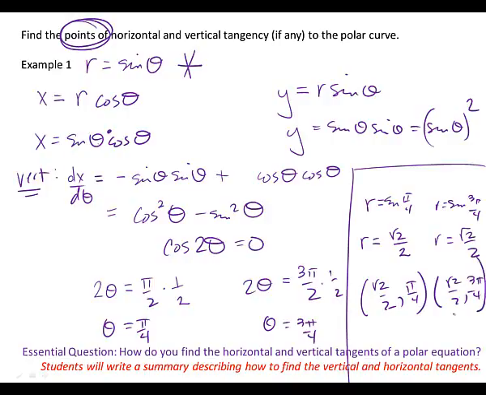Okay? We're done? No. That's just the first half of the problem. We found the vertical tangents. We now need to find the horizontal tangents. So now I'm going to take the derivative of this one here. So I'm going to go to my second page.